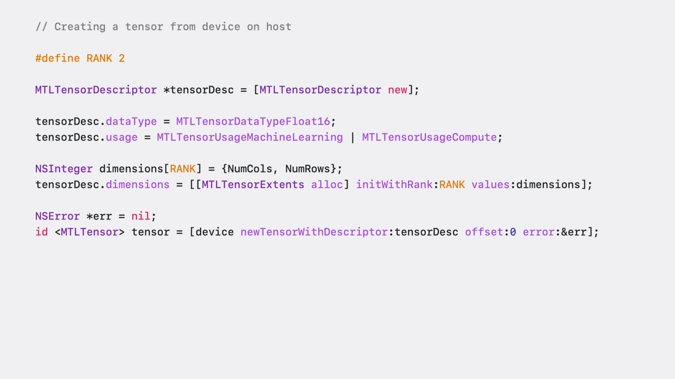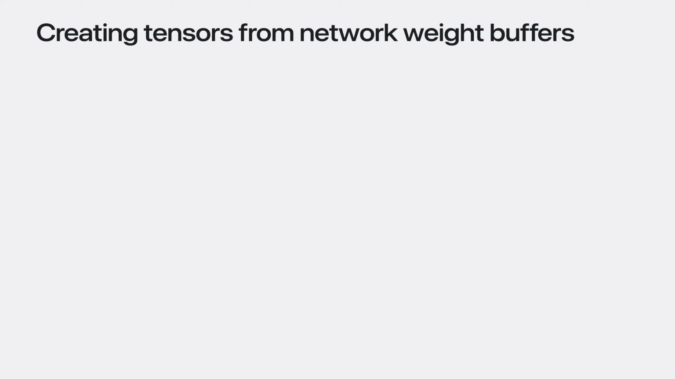Now, let's make a tensor in code. With the descriptor properties filled, create a new tensor by calling new tensor on a device object. Tensors are created from either a device or buffer object. However, tensors created from device offer the best performance. Similar to how textures can be swizzled, creating a tensor from device object results in an opaque layout that is optimized for reading and writing.